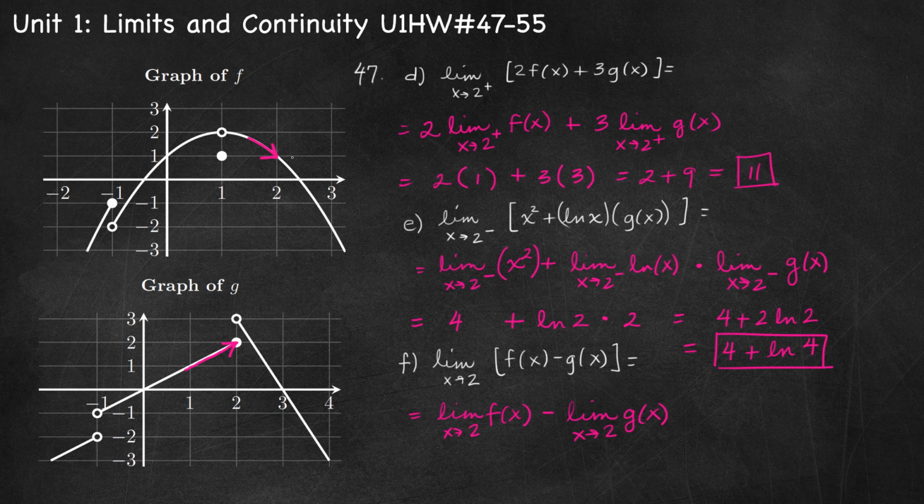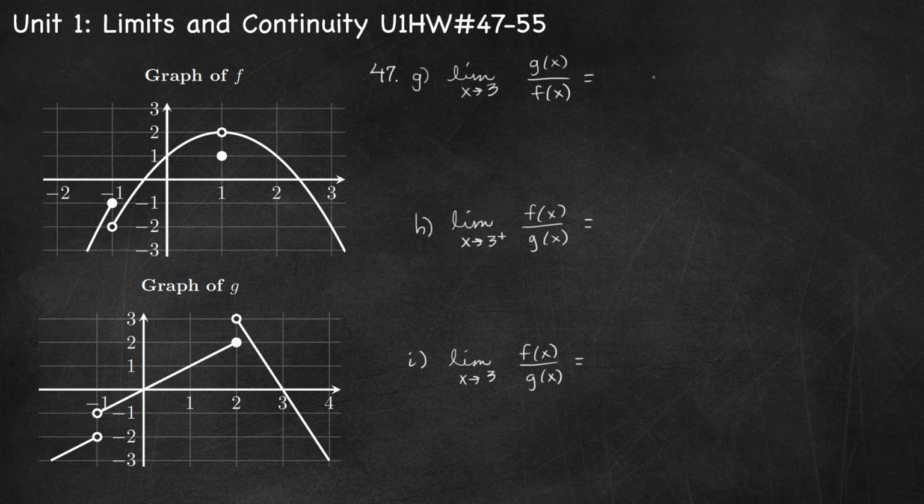As x approaches 2, f of x approaches 1. Okay, so that limit does exist, and the limit is 1. But g of x, as we approach 2 from the left, g is approaching 2. As we approach an x value of 2 from the right, g is approaching 3. And since we're not approaching the same value from both directions, the limit does not exist. So this would just not exist.